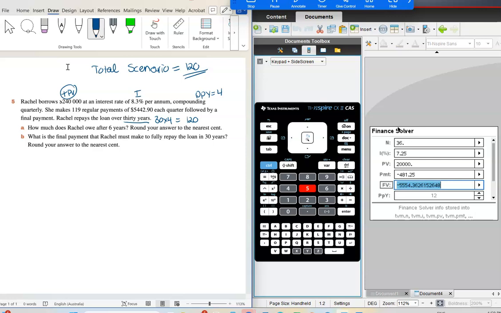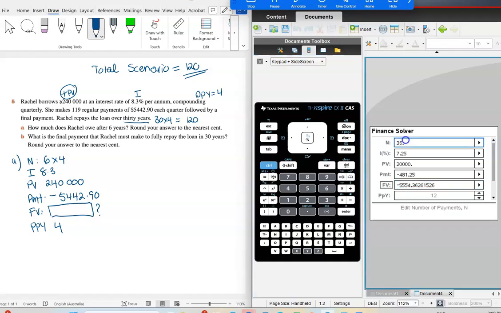So first of all, it asks me, how much does Rachel owe after 6 years? So if I wrote out my finance solver headings first, now how much she owes after a certain amount of time, that will be FV is the question. So at the start, they just want 6 years, so 6 quarters would be 6 times 4. They said this was 8.3. Now she borrowed, so that means that's a positive. It came to her, 240,000. She makes payments, so she's paying back. That's negative, giving back to the bank, and PPY is 4.